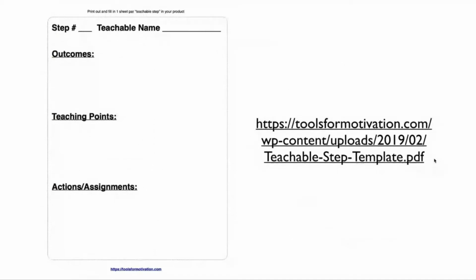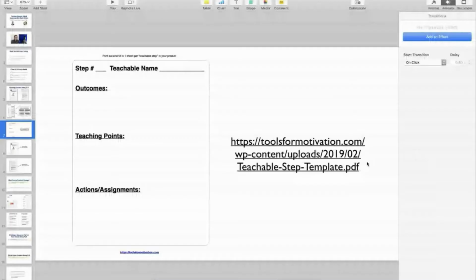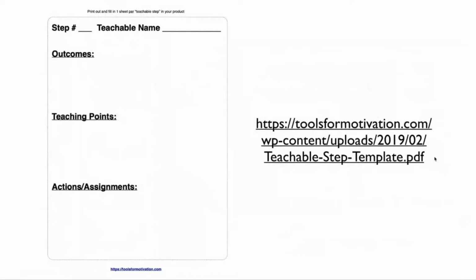So decide how many weeks it is going to take to teach your course. All right, if it's something simple, maybe it's only a 3-week course. For each step, each week, decide what the core idea, the teachable name of the step is, and then what the outcomes, the teaching points, and the assignments are for your students to get that particular result.